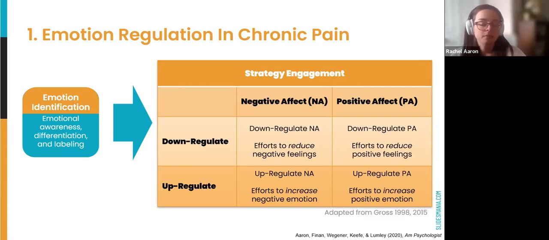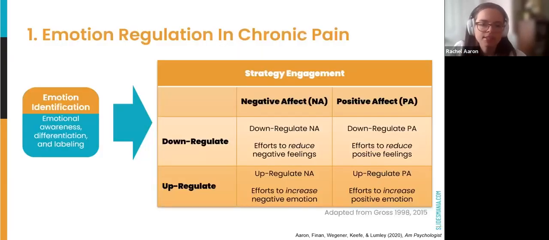That also tends to make sense. A couple that might seem more counterintuitive, but I'll build a case for. You can also upregulate negative affect, so feel more of something bad, or downregulate positive affect, so feel less of something good. So this is what intentional, explicit emotion regulation looks like: recognizing a feeling and then engaging in strategies to change how you feel in one direction or another.